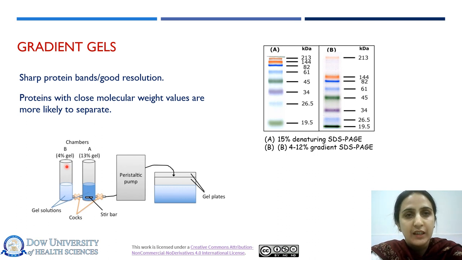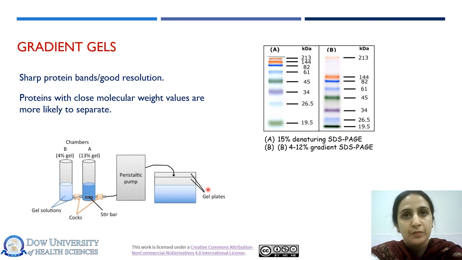Now the lowest percentage gel starts mixing with the highest percentage gel. As a result, the percentage in chamber A starts decreasing. That is, now it will not remain 12%, but may turn into 11.9%, then 11.8%. As the solution from chamber B mixes into A, the percentage of the gel decreases, and it is continuously poured with the help of the peristaltic pump into the gel plates. So as a result, a gradient of the gel percentage is made.